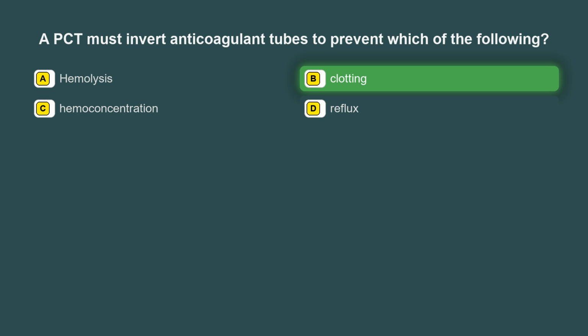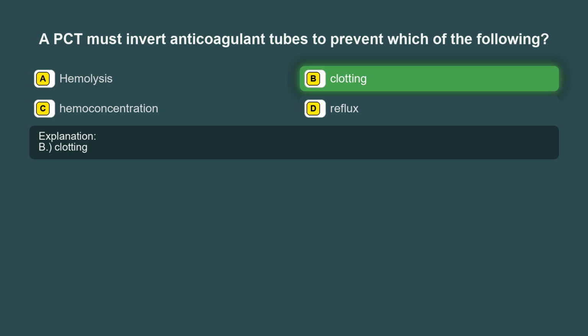The correct answer is option B. Clotting.